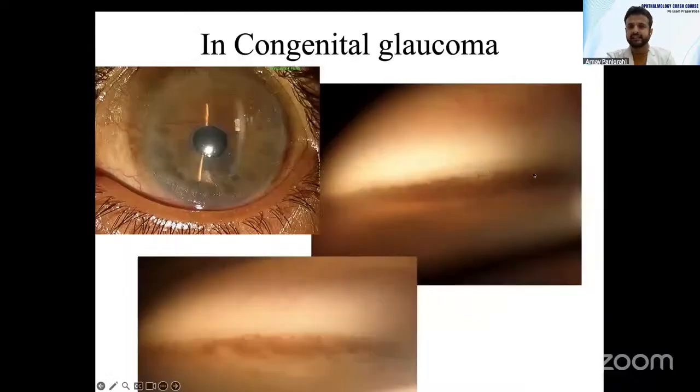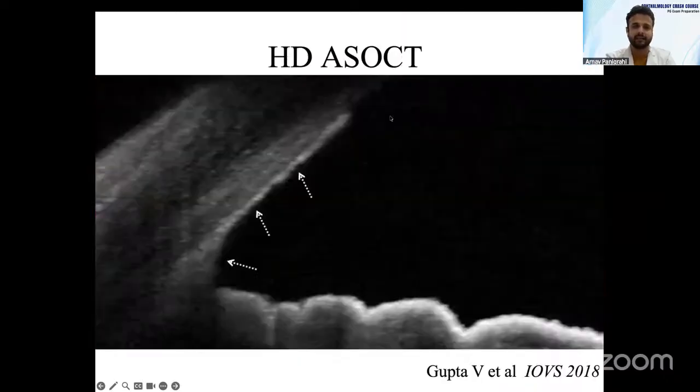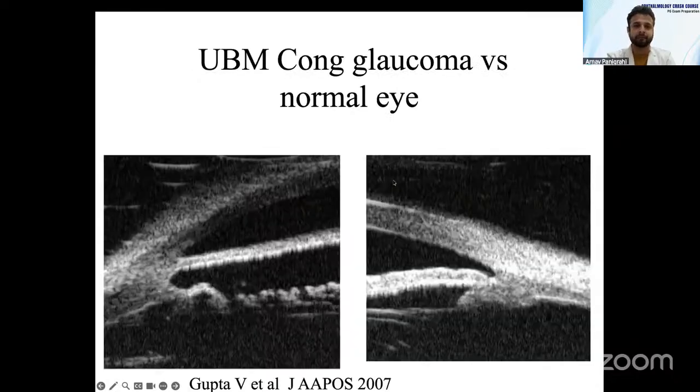Here we can see the typical gonioscopic features, which is a high iris insertion. There can also be a very featureless angle. This is because of improper apoptosis of the primordial cells, and a combination of both can also be seen. Histopathology usually shows poorly differentiated trabecular cells, and the classic Barkan membrane, which is the primary site of resistance at the angle of these eyes, can also be demonstrated on ASOCT.